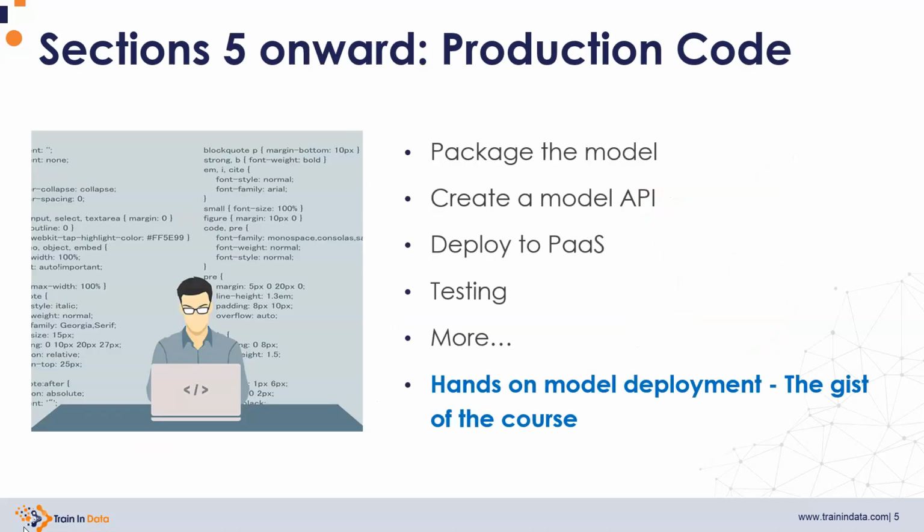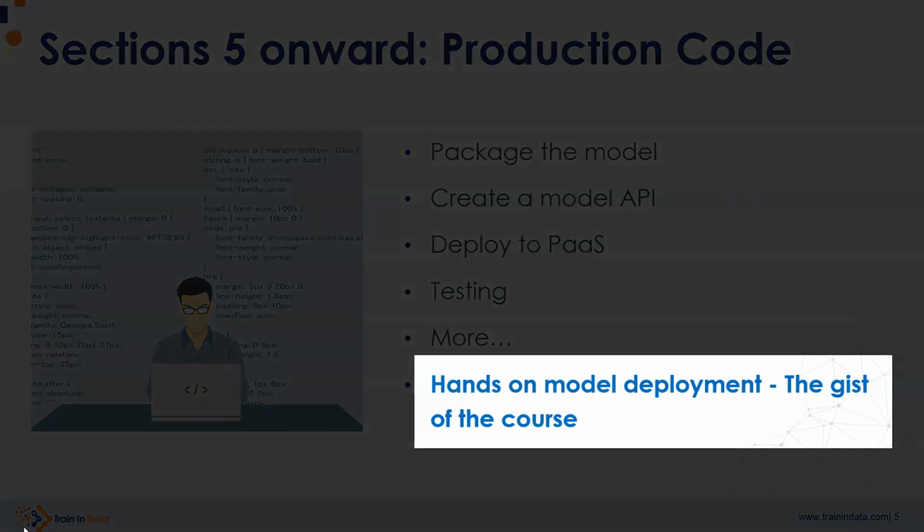From section 5 onward, we jump straight away into producing production code. We will take the Jupyter notebook and we will package the model. Then we will create a model API. We will deploy the model to a platform as a service. We will introduce testing and much more. From section 5 onwards, this is mostly hands-on model deployment.